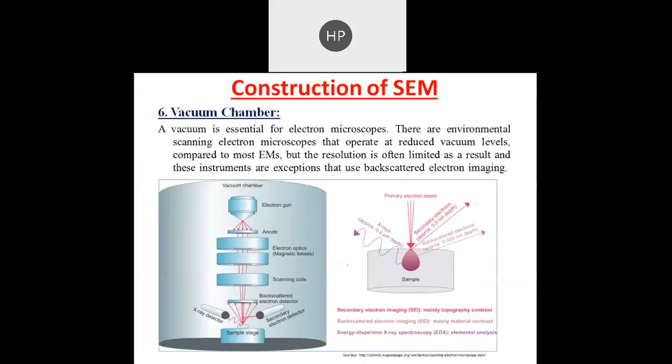And finally, this is the vacuum chamber. As we said earlier, this whole arrangement of the scanning electron microscope will be under the vacuum chamber, so that the path of the electron is not obstructed by any foreign material. That's why the whole scanning electron microscope is operated under a vacuum chamber.